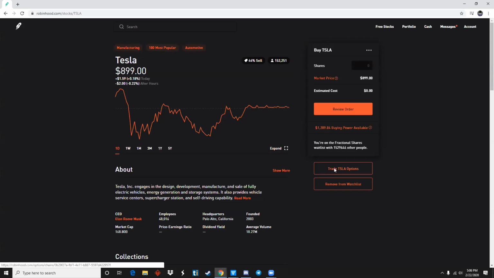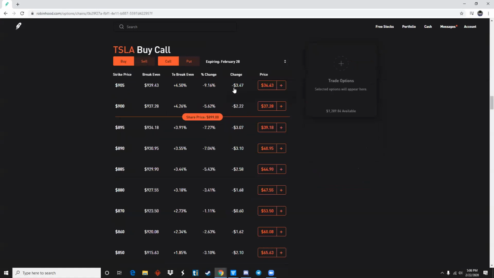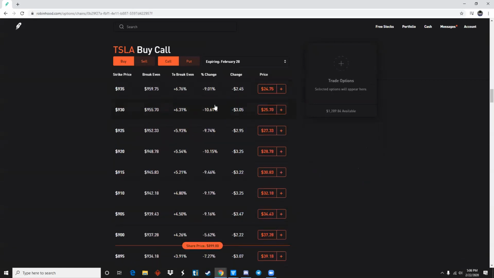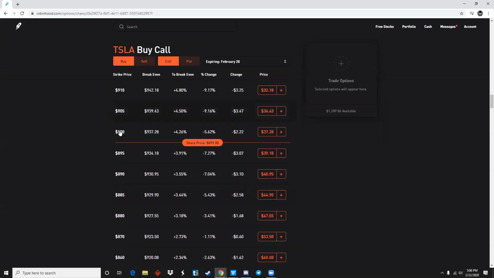So I'm going to go down here, and this little bar shows me Trade Tesla Options. I'm going to hit the options chain here, and of course, you're going to see all these numbers. Don't let these numbers overwhelm you. There's nothing to be scared about. In this sense, I want to be able to trade it. These are what you call your strike prices.